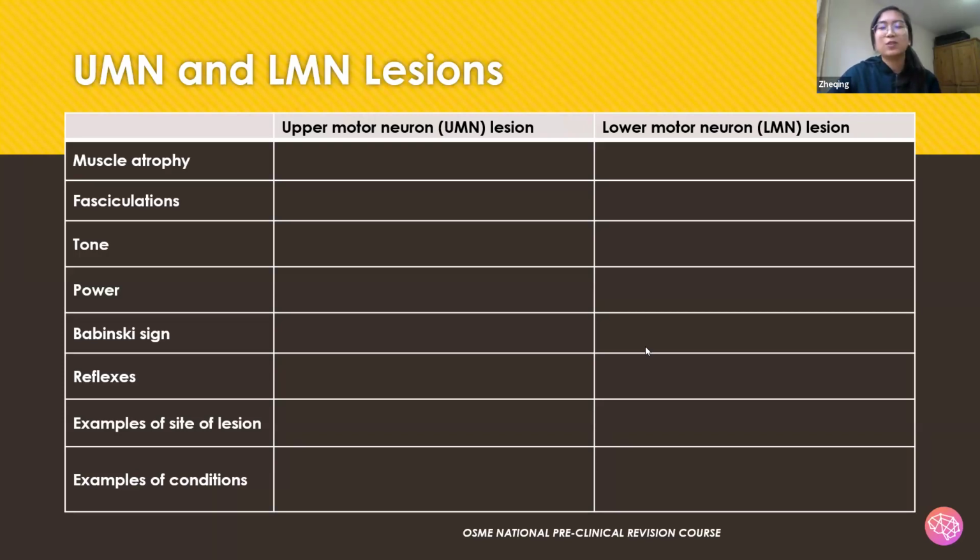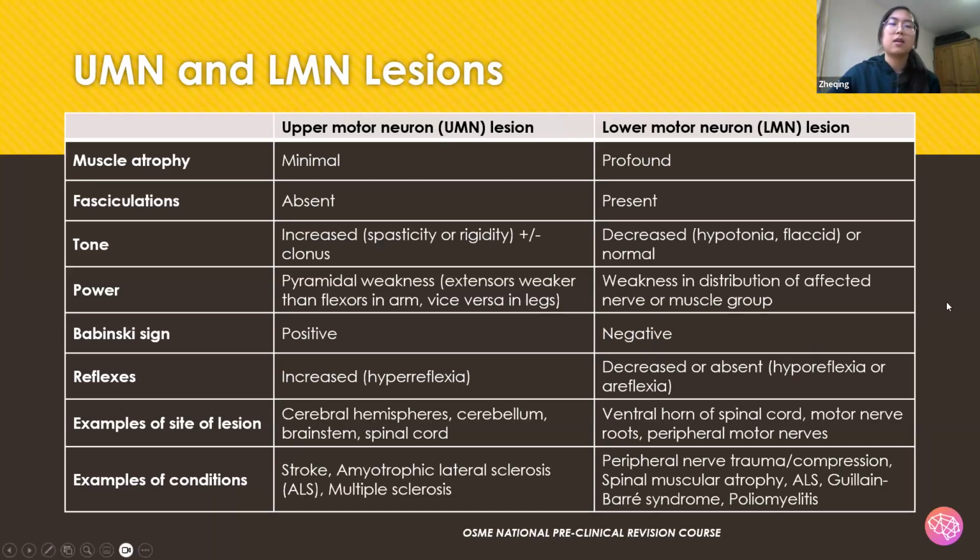In the interest of time, I'll just move on. I will try not to pause for too long because we have a lot to go through. So the first and one of the most important ones to know is that for muscle atrophy, you'll get it in lower motor neuron lesion, because if you think about it, it makes sense because they are innervating the muscles, whereas it's minimal in upper motor neuron lesion. And fasciculations, which are basically involuntary muscle twitches, are again present in LMN lesions.